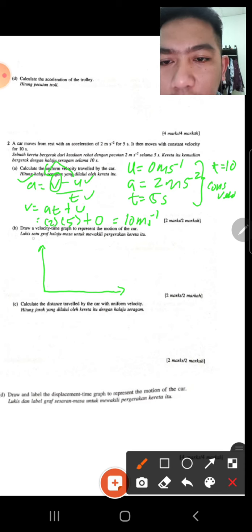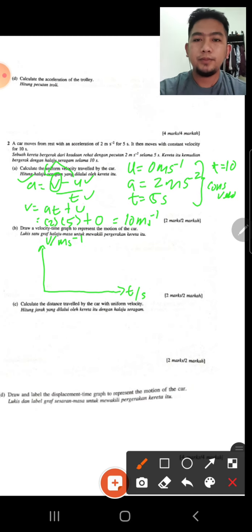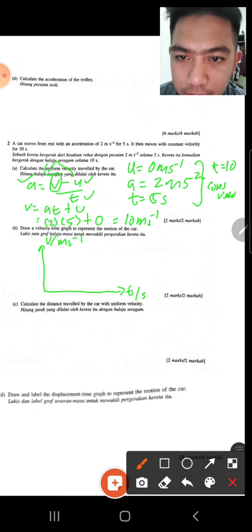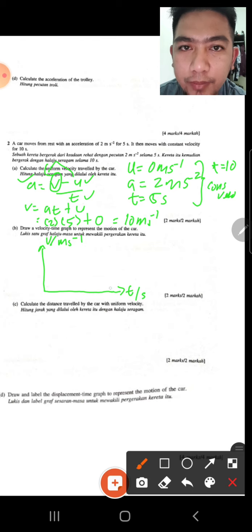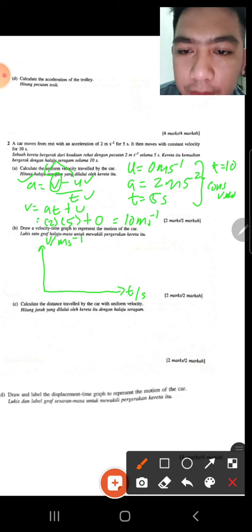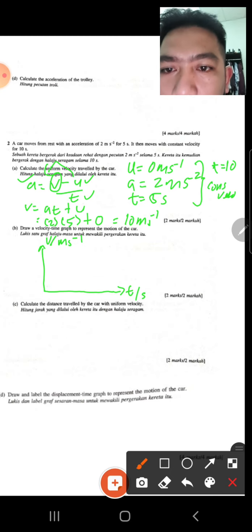So velocity, the unit is meter per second, and here is t, time. In the previous exercise, when you drew the graph, you always forgot to write the unit here. The physical quantities here, velocity and time, you just drew the axes but did not label them. So now, how to do this?